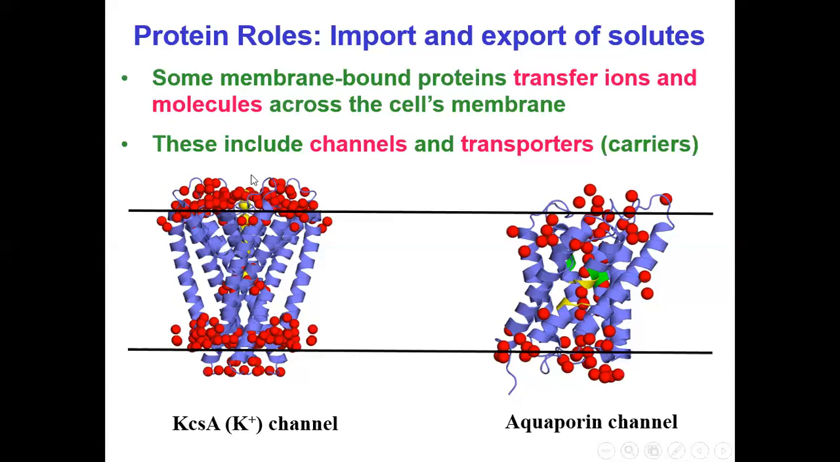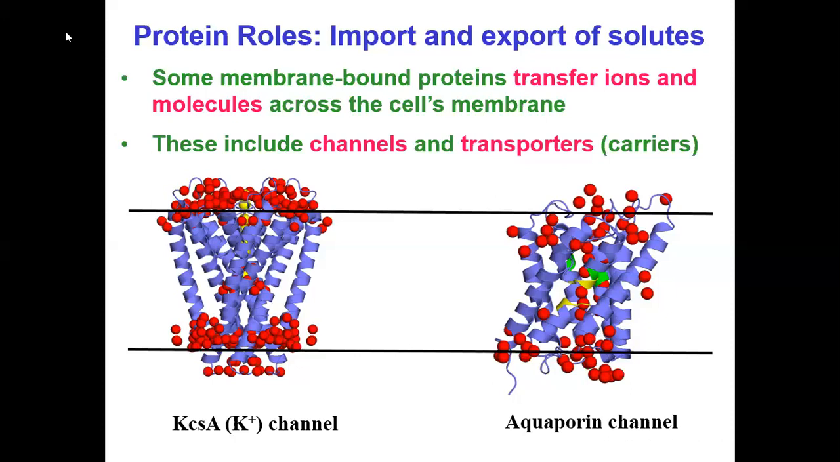So channels are very prevalent in the membranes of cells, but they allow the transfer of solutes only from compartments in which their concentration is high to compartments in which their concentration is low, because this is a spontaneous process for material to go from high concentration to low concentration. And this type of transport is called passive transport.